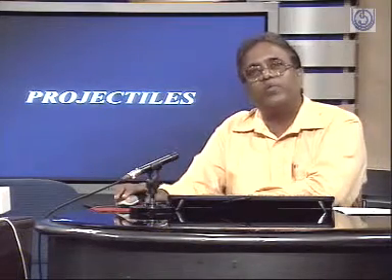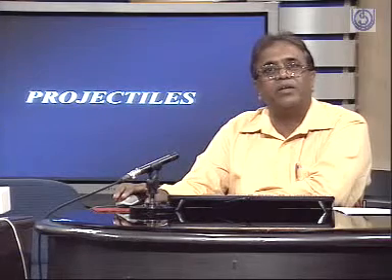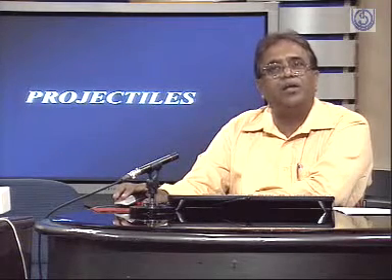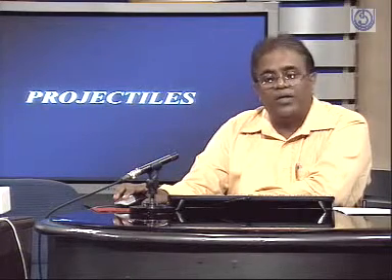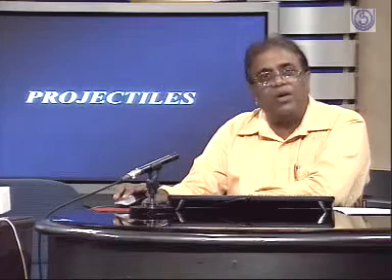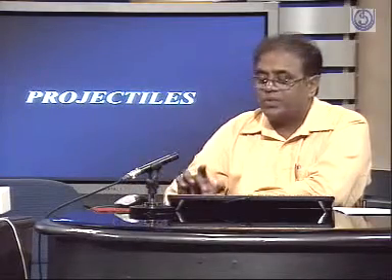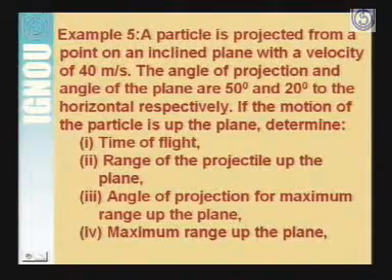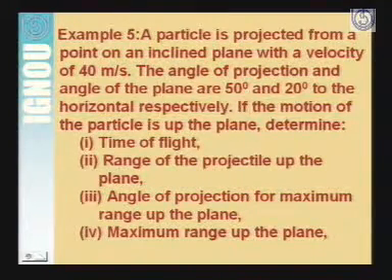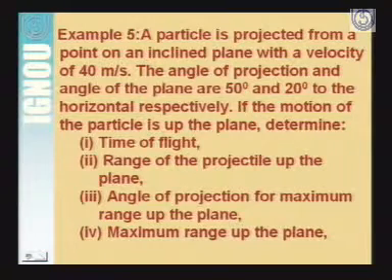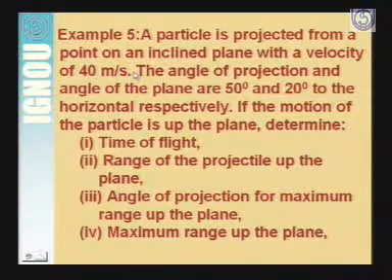Now, so far we have discussed the projectile motion in the horizontal direction and the projectile motion on an inclined plane. Let us try to understand more about the projectile on an inclined plane with a simple problem. Here the problem is this: a particle is projected from a point on an inclined plane with a velocity of 40 meter per second, that is the initial velocity u.